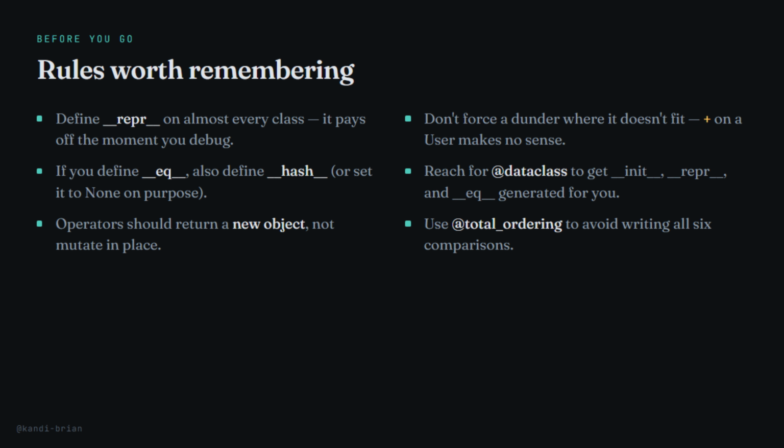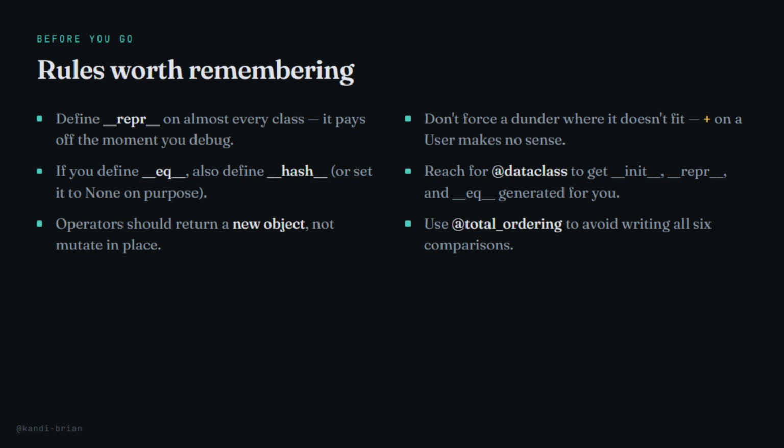So a few rules to carry with you. Define repr on almost every class you write, because the first time you have to debug, you'll be glad it's there. And if you define EQ, remember to handle hash also. Operators should return a new object rather than changing the original in place.